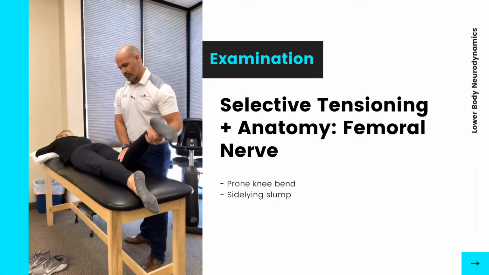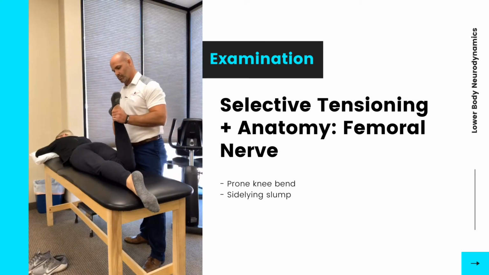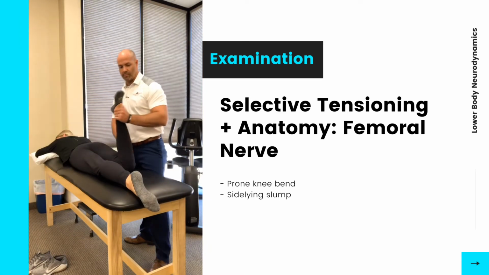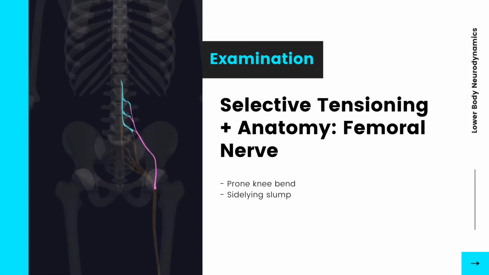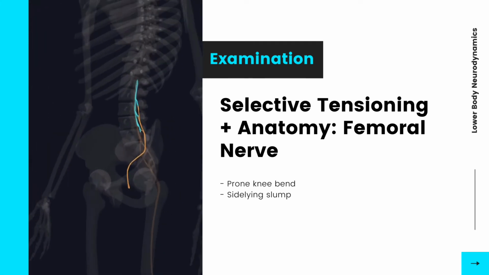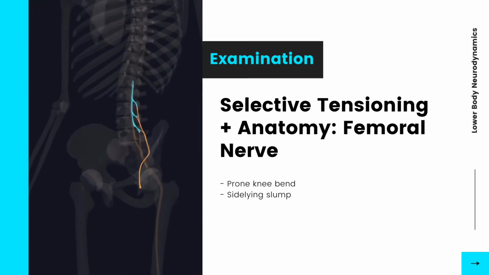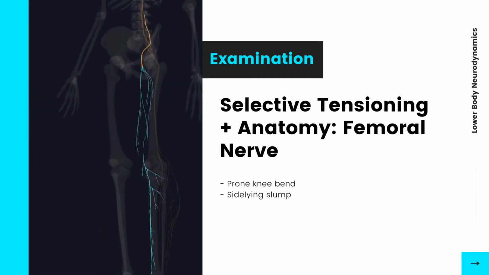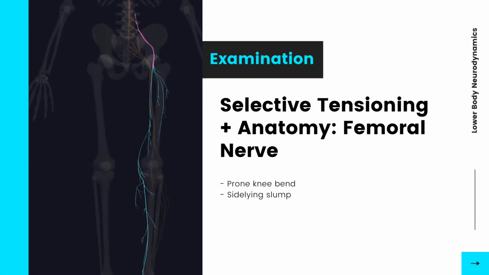We can tension the femoral nerve in two ways. This is the prone knee bend. In the next video, you'll see the side-lying slump position, which also tensions this nerve. When we look at the anatomy, we can see that the femoral nerve crosses anterior to the hip joint, thus requiring at least neutral hip extension to selectively tension this nerve.